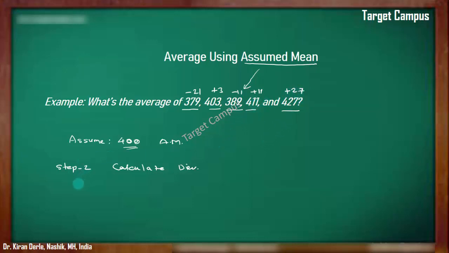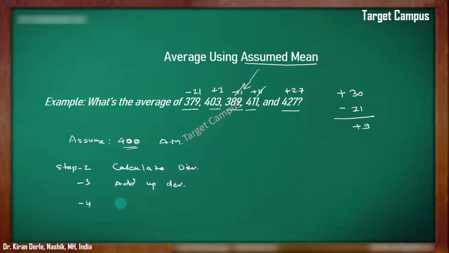Now the third step is to add up the deviations, right? So let us add these up. If you see, minus 11 plus 11 will cancel out, right? So we have a total of plus 30 and we have minus 21 here, right? So what is the net addition? Net addition is plus 9, right? Plus 9.